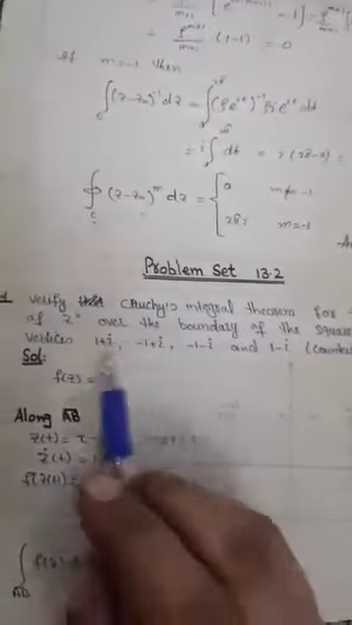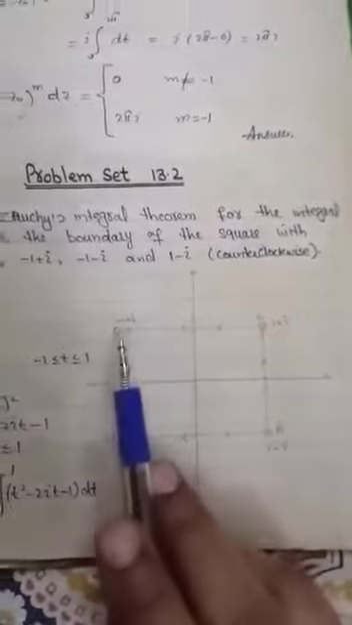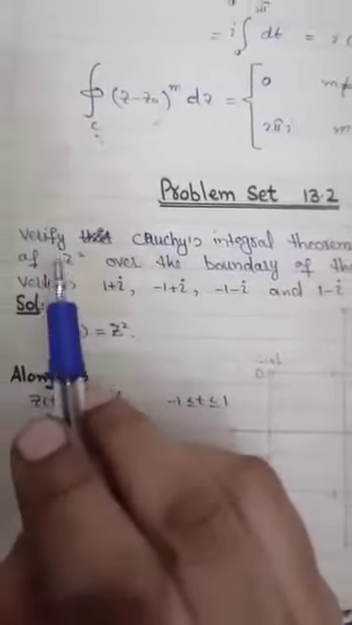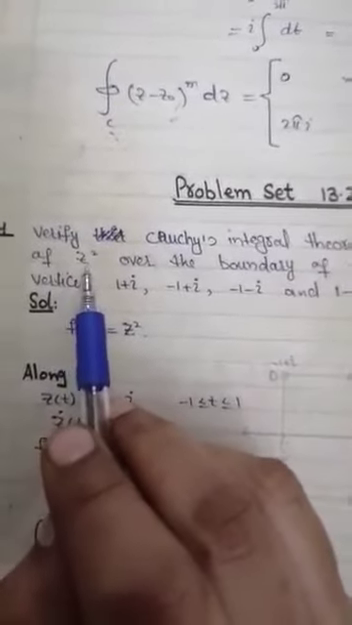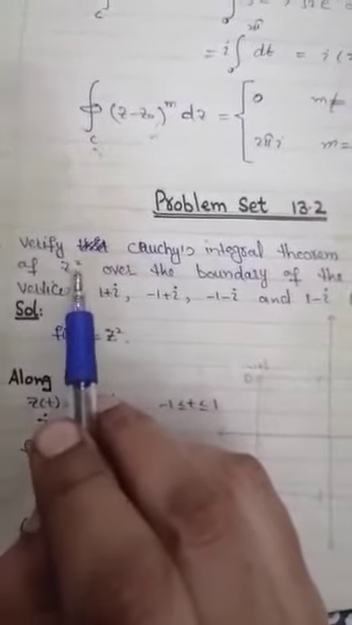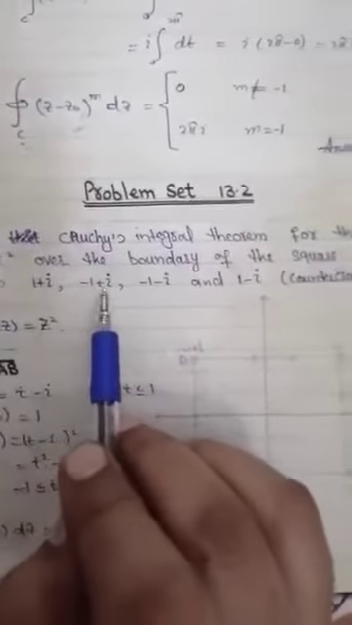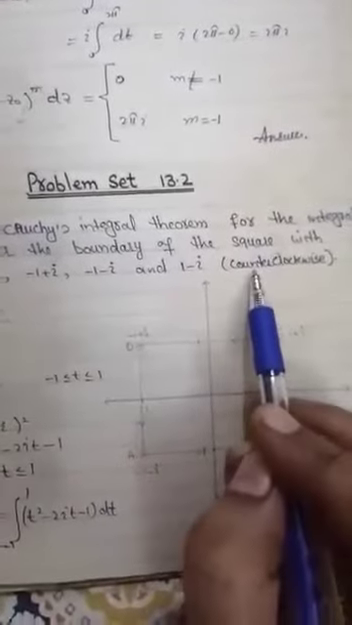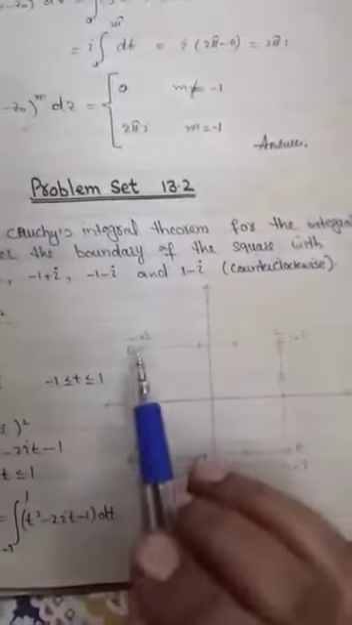For the first one, you have this square with vertices 1 plus iota here, -1 plus iota here, -1 minus iota, and this one is 1 minus iota, and we are given to find the integral of this z square. Z square is an analytic function, and we integrate along the boundary of the square, and the direction is counterclockwise, meaning this direction, right.